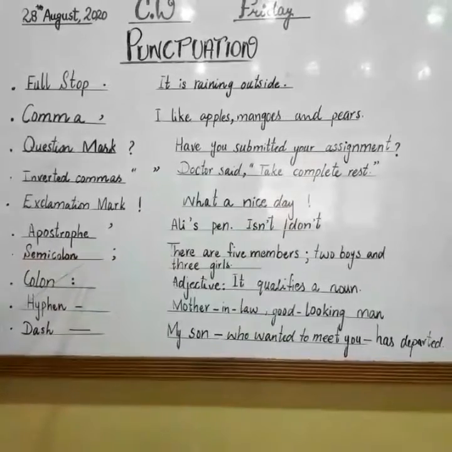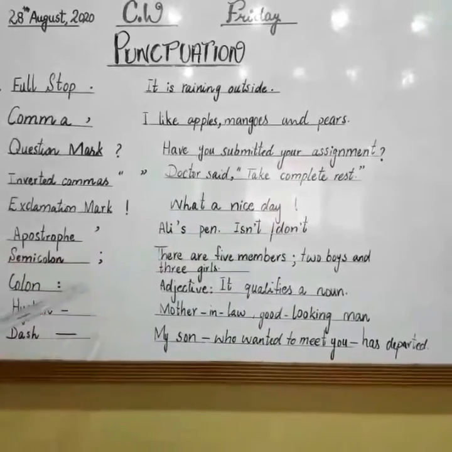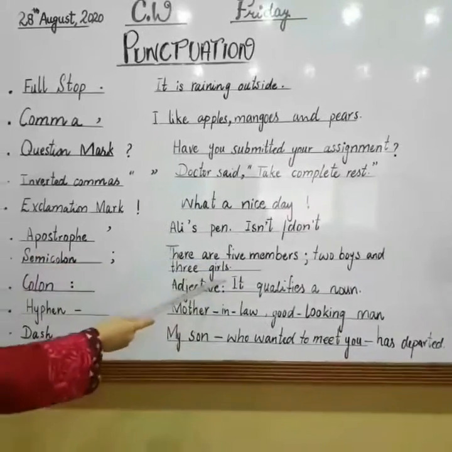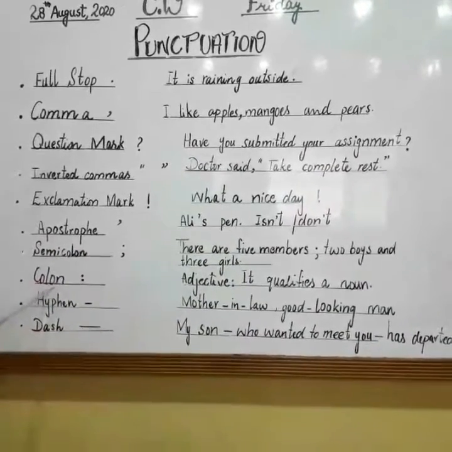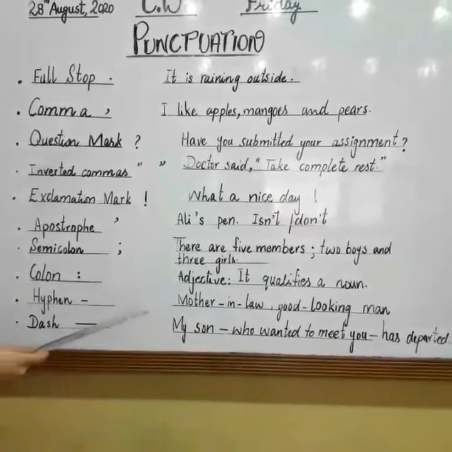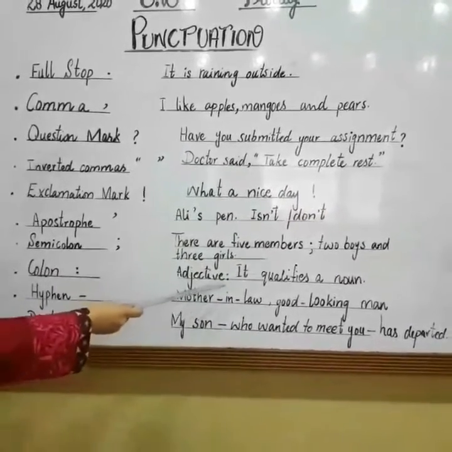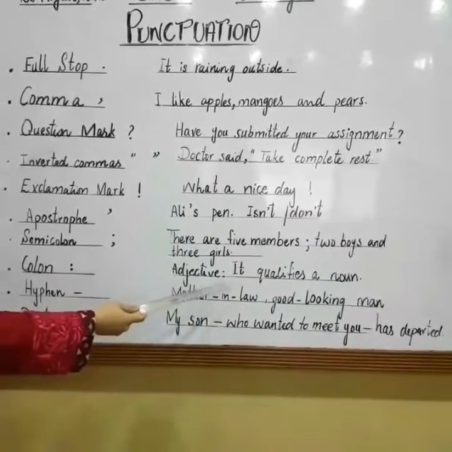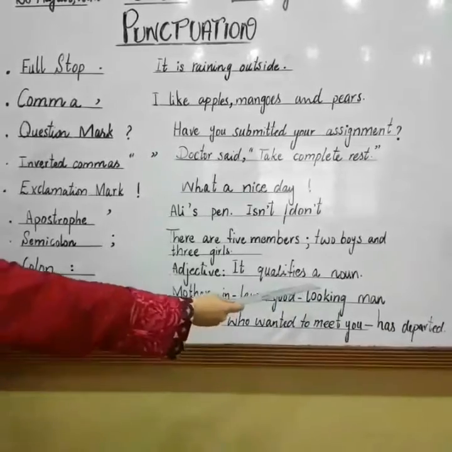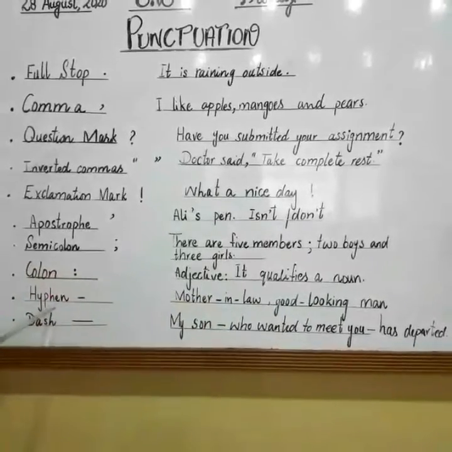Next is semicolon. Semicolon is used to show a small pause. For example, there are 5 members; 2 boys and 3 girls. Next is colon. Colon is used before explaining something. For example, adjectives: after that I have put colon and then we will explain what an adjective is. It qualifies a noun.